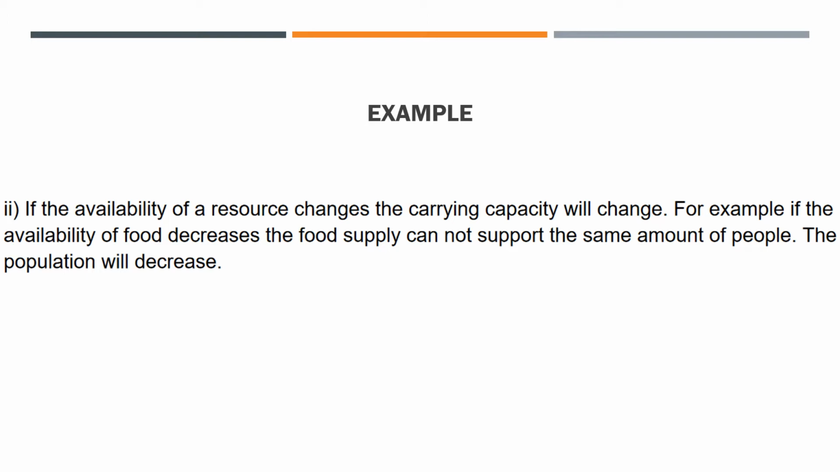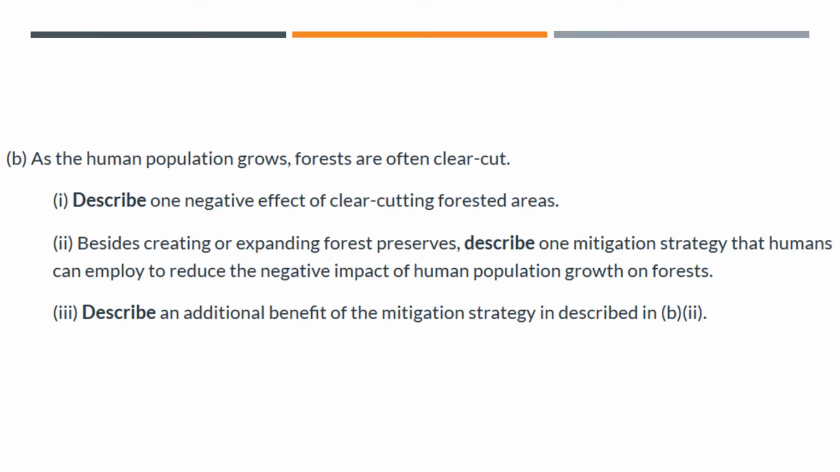B. As the human population grows, forests are often clear-cut. 1. Describe one negative effect of clear-cutting forested areas. 2. Besides creating or expanding forest preserves, describe one mitigation strategy that humans can employ to reduce the negative impact of human population growth on forests. Number 3. Describe an additional benefit of the mitigation strategy described in B2.